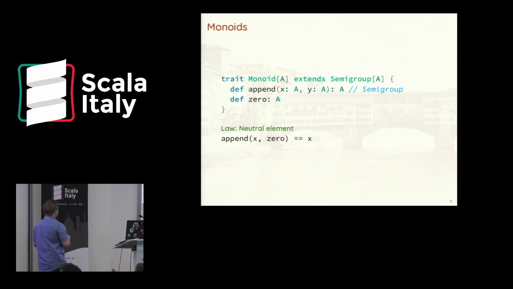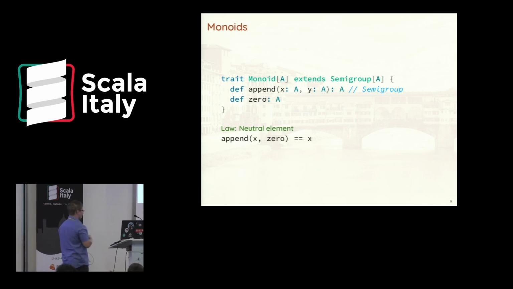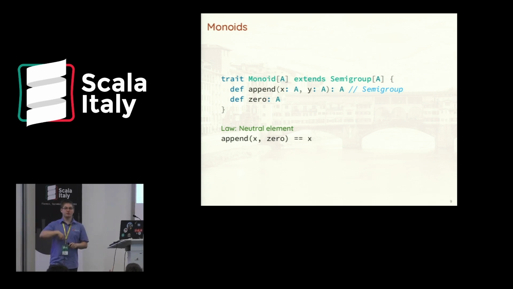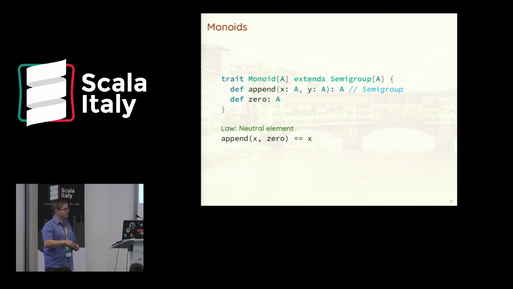But now we can add one more thing to that semigroup, and then we get the monoid. A monoid is basically just a semigroup, something that has an append function, and we just add a zero or neutral element to it. The neutral element you can consider to be like a constructor that gives you an empty thing of some sense. And the additional law is that whenever you take the zero element and append it to x, then you get the x back. So the zero element is like a zero, it doesn't do anything when you append it.